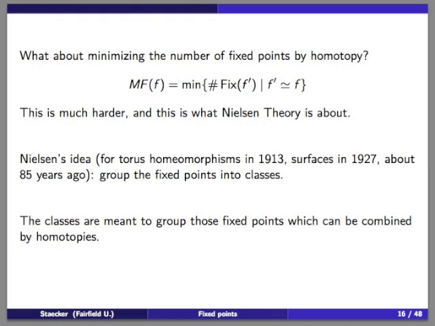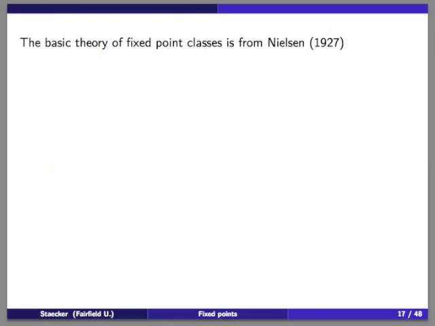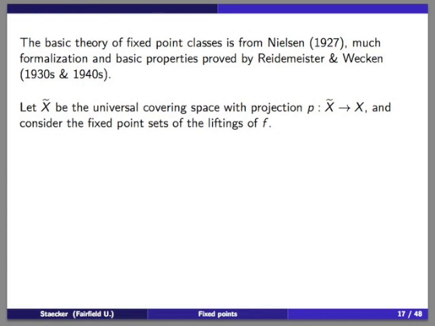The fixed point classes are meant to capture this idea of which fixed points you can combine with one another. And the number of such classes will be a lower bound for the minimum number of fixed points. In the best case, you could imagine combining all the points from each class together. But since you can't combine points from different classes, the number of classes will be a lower bound for the minimum number of fixed points. All right. So the basic theory is from Nielsen. And a lot of the work to formalize it and give some basic properties was done more or less immediately afterward by Reidemeister and Wecken.